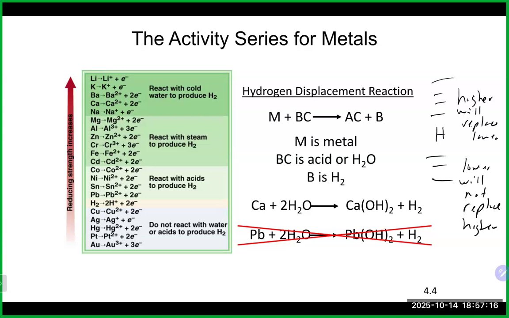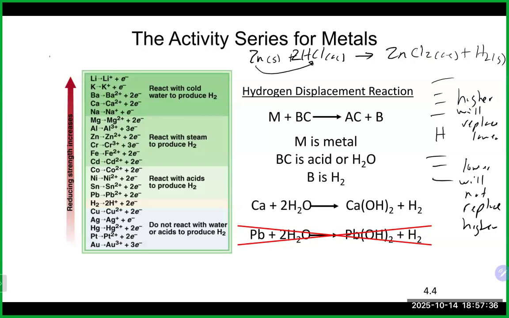So for example, if you took zinc plus your hydrochloric acid, this reaction would take place and you would get the zinc coming in and kicking out the hydrogen and making zinc chloride plus the hydrogen gas. And in this particular case, a little balancing.